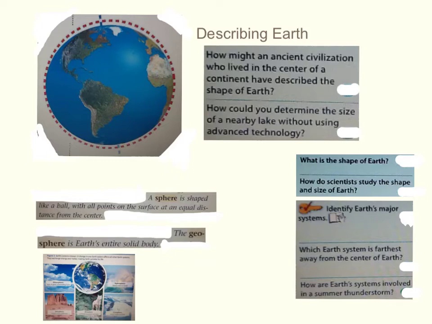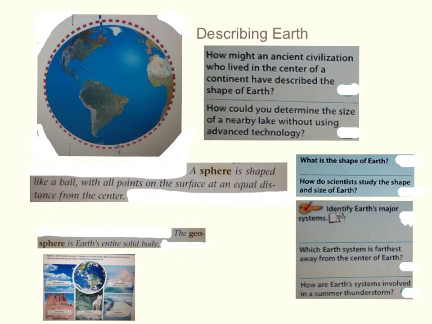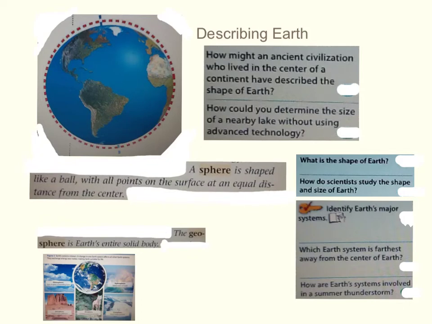Is that where we end? Absolutely not, because we have to write some vocabulary words so that we can understand a little bit more of what our Earth is like. So, at this point, I want you to use this information here, which again is a vocabulary word. And I want you to write your vocabulary word and its definition, please, in your science journal. A sphere is shaped like a ball with all points on the surface at an equal distance from the center.